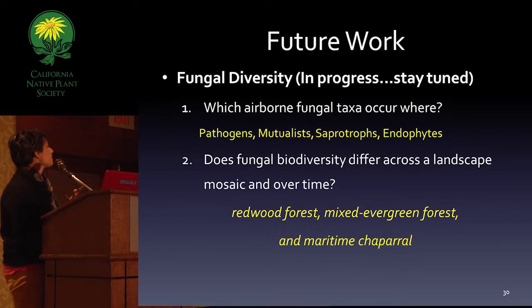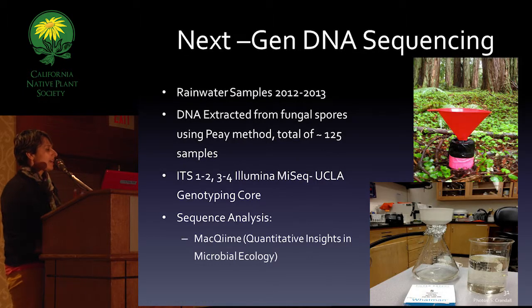Some of my future work is, you're probably dying to know, which taxa occur where, right? And this could be broken down into functional groups like pathogens and mutualists, et cetera. And does this biodiversity differ across a landscape and over time? I've basically sequenced the hell out of a bunch of DNA from my spores from rainwater, from this nifty rainwater spore trap, which is basically a mason jar with a funnel.